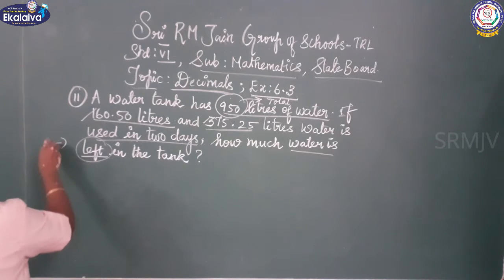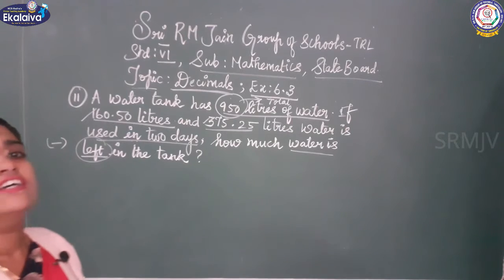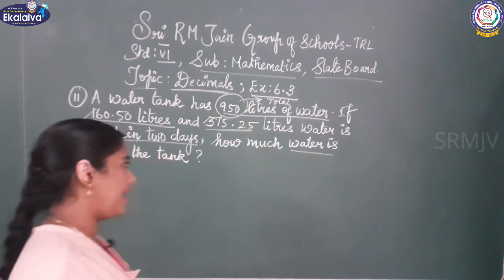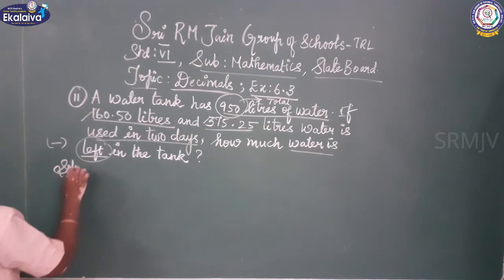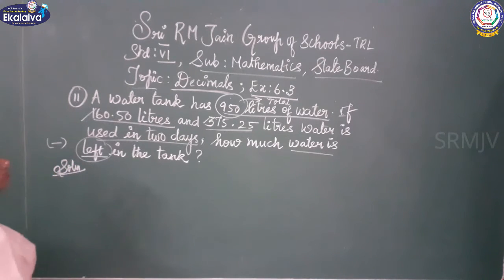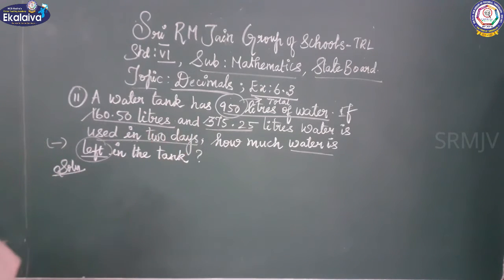Got it? Left means what? I am going to subtract. All total together means I am going to add that. But here left is there. So I am going to subtract. Listen, children. Now I am going to do this in 2 steps. The first step, I am going to add the used water. Listen. Step 1.